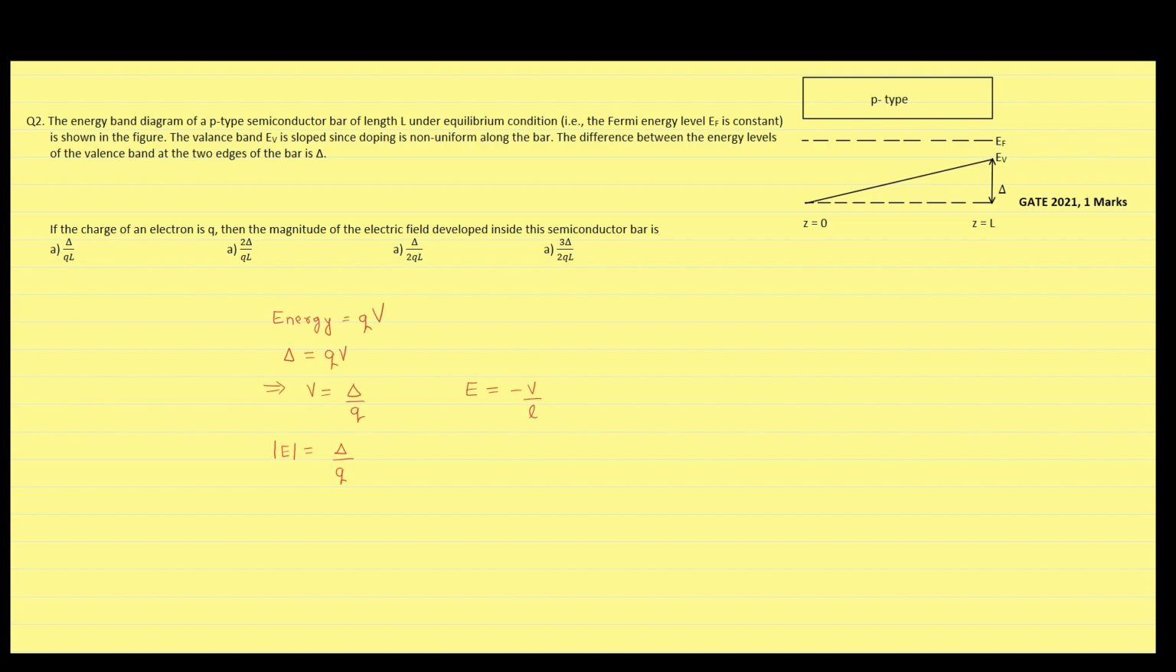Length is provided to be equal to L. Therefore, magnitude of electric field is equal to delta upon QL. So, the answer is the first option.